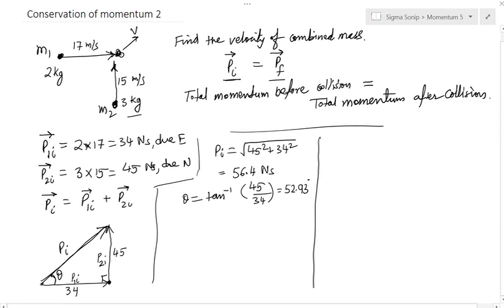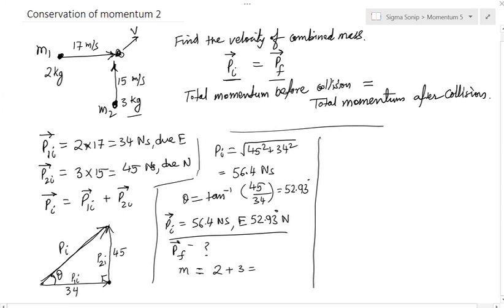I can now write my Pi completely. The total initial momentum is equal to 56.4 newton seconds, in the direction from east 52.93 degrees towards north. That is my Pi, and I need to find Pf. I have the total mass because the mass is combined now. They move as a single mass now, so that is 2 plus 3 equals 5 kilograms. And this is the final velocity that we need to find.